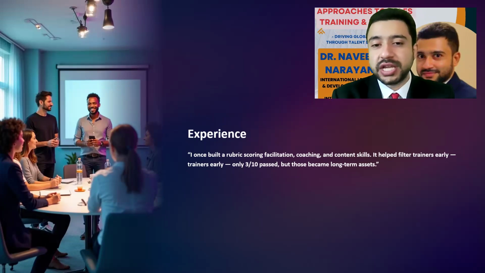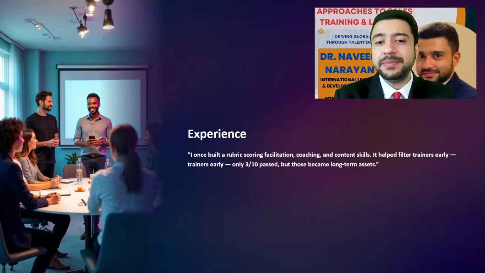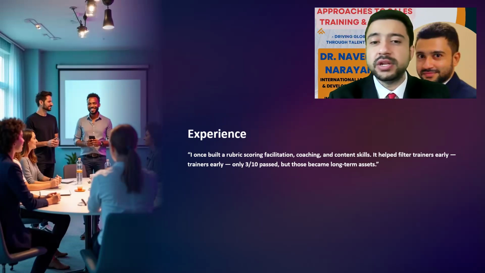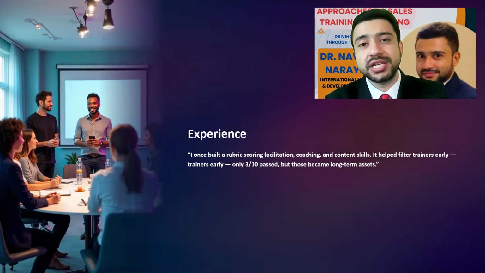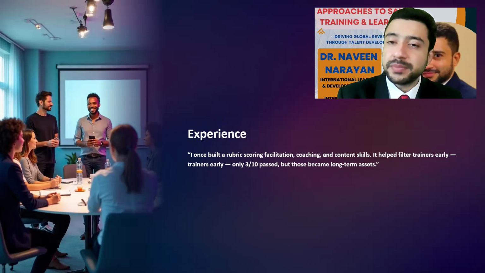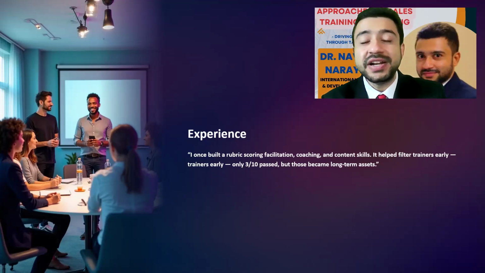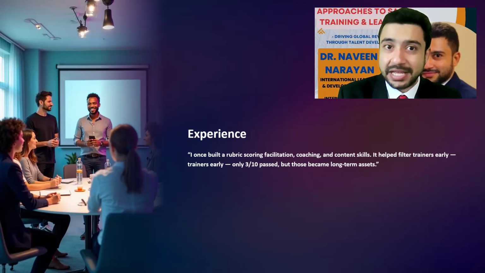Then experience, I would like to share one of my experiences. What I felt was, like I built a rubric scoring facilitation once, including facilitation, coaching, and content skills, everything. I built a rubric. So now, because of building this, it helped filter the trainers very early.